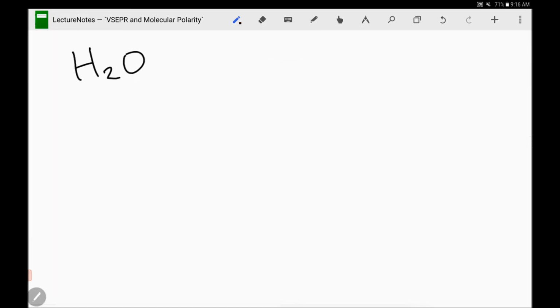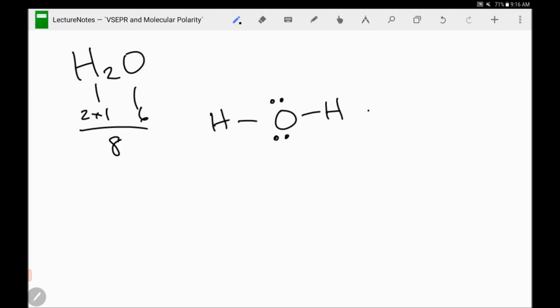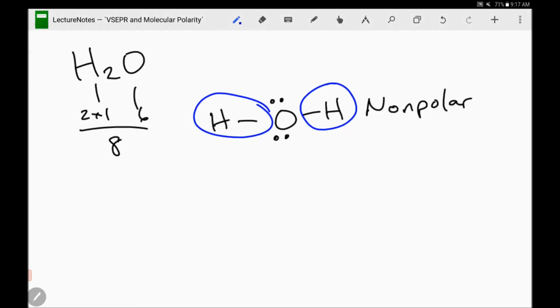The even more classicaler, that's not a word, classicaler example than ammonia is water. A lot of students will draw water like this. And if you draw water like this, it looks nonpolar. But that's not how you determine molecular polarity. There's 2 sigma bonds, and then there's 2 lone pairs of electrons. Now on paper, you're like, oh yeah, look, they all cancel each other out. Yay, we're great, hurrah! But no, that's not how you do this.